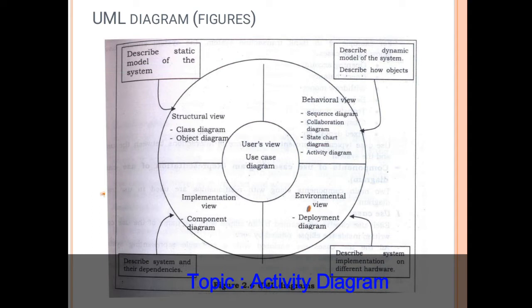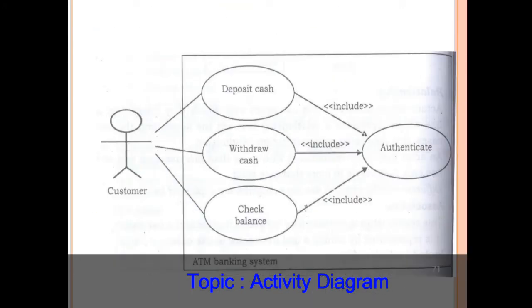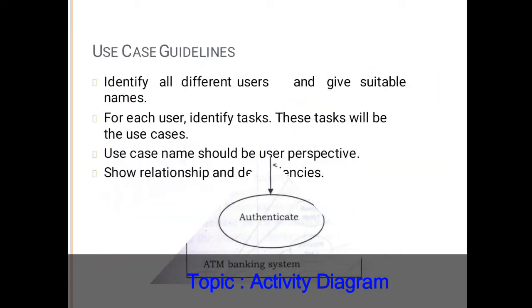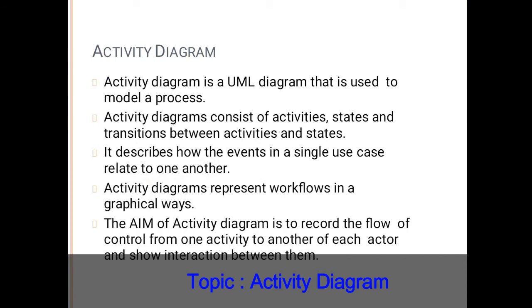In this lecture we are going to discuss the activity diagram of the behavioral view of Unified Modeling Language diagrams. In previous video lectures we have already discussed all the views: structural, behavioral, environmental, implementation and user view. So now let's start the activity diagram of the behavioral view of UML. Once again, an activity diagram is a UML diagram, which stands for Unified Modeling Language diagram, and it is used to model a process.